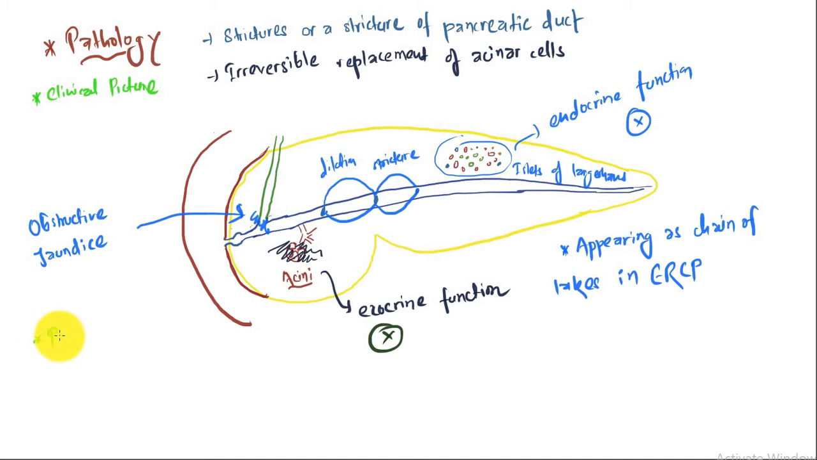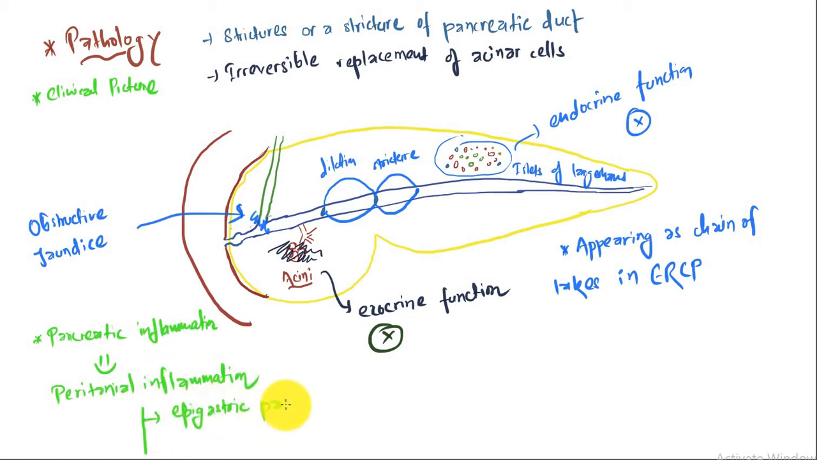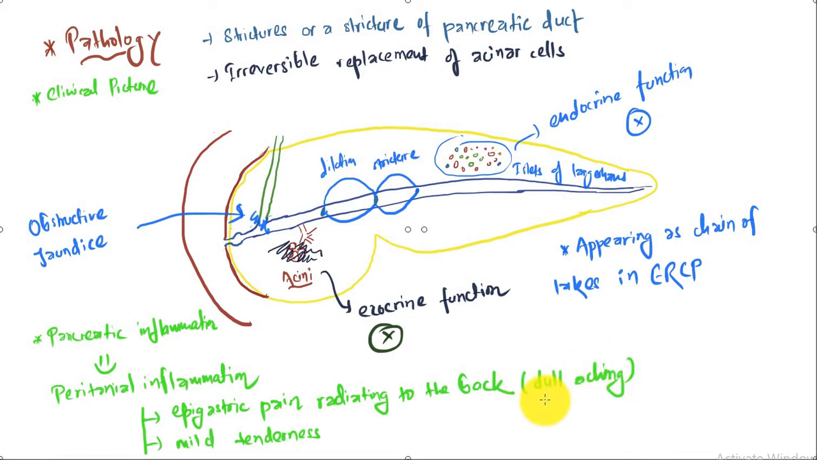So let's talk about the clinical picture. We know there is pancreatic inflammation happening, which will result in peritoneal inflammation. Thus, it will cause epigastric pain radiating to the back because of the pancreas, and there is mild tenderness because the pancreas lies in the retroperitoneal region, far away from the sensitive parietal peritoneum, and the nature of the pain is dull aching.